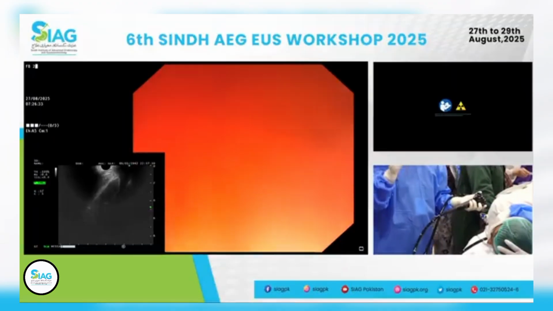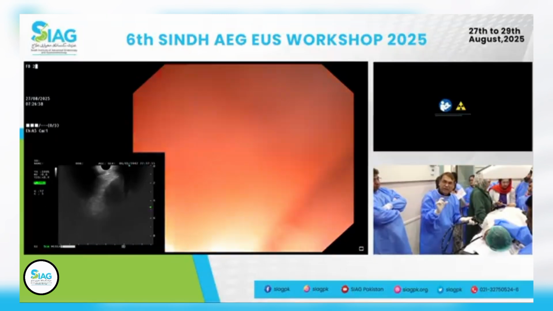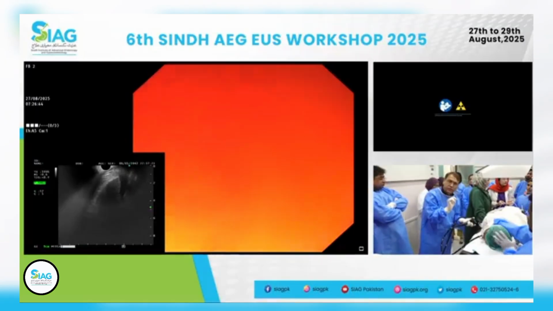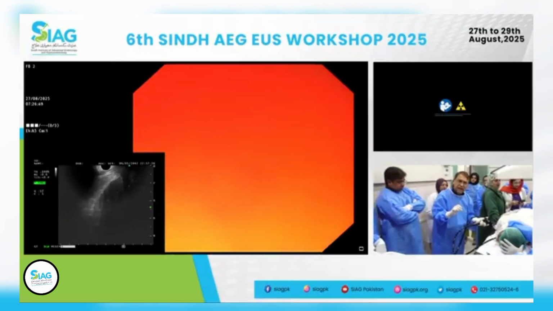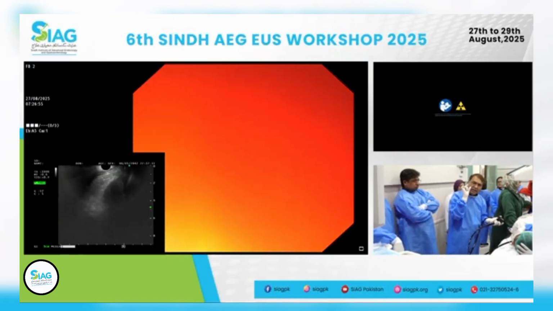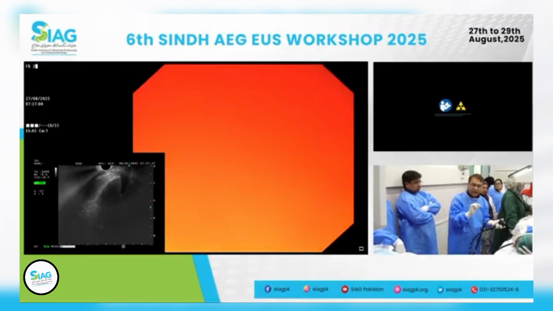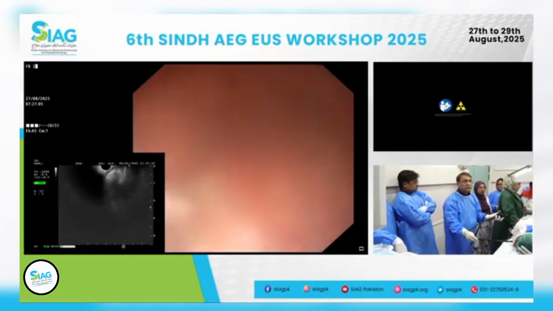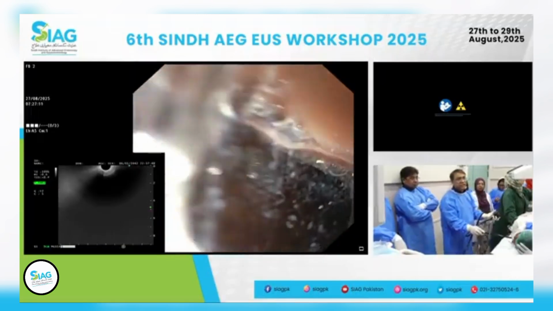This scope's widest part, as Mustafa showed, is 14.6 millimeters, almost 1.5 centimeters big. Don't pay attention just to the tip. You need to know your scope, your accessories, their working channel diameter, everything. The linear EUS scope, especially the therapeutic one, has the widest diameter. This scope is 14.6 millimeters, so remember that it's not a small scope. So right now we are at the GE junction. You can see that.